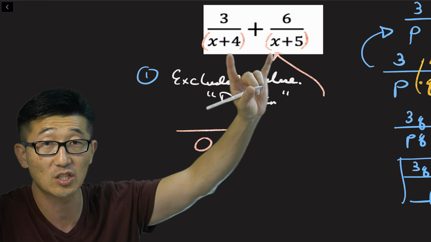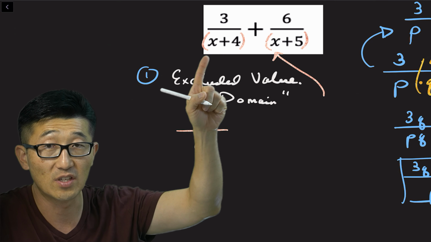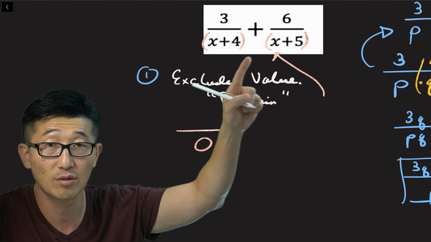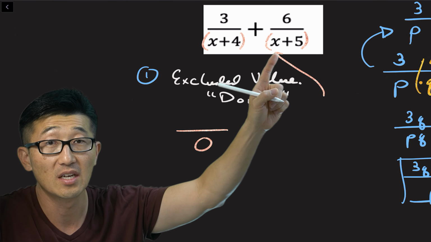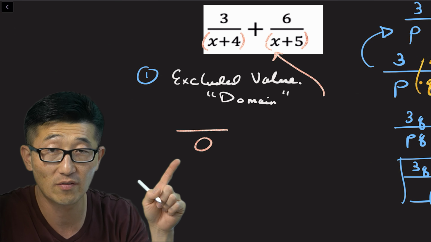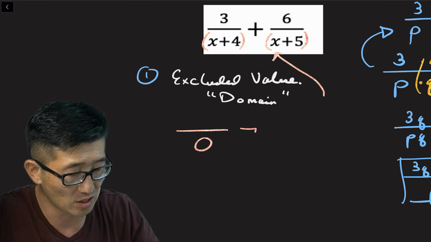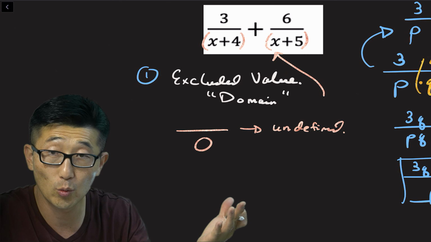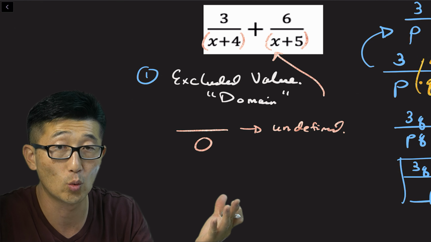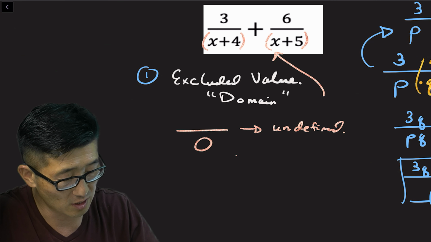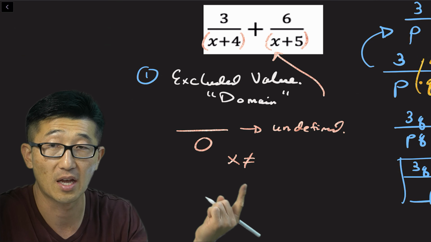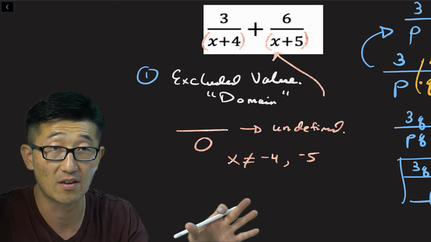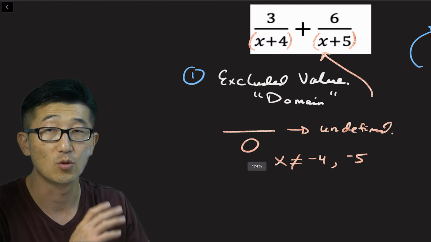And if you take a look at the fractions right there, you realize if this x right here is -4, -4 plus 4 will turn into a 0. If this x was a -5, it will also turn into 0. And whenever you have a 0 in the denominator, it's basically undefined, and you don't want that. So the first thing we ask is, what values do I exclude? We simply state what x should not be. x should not be -4 and -5. Now, once you've established that, you can go on.